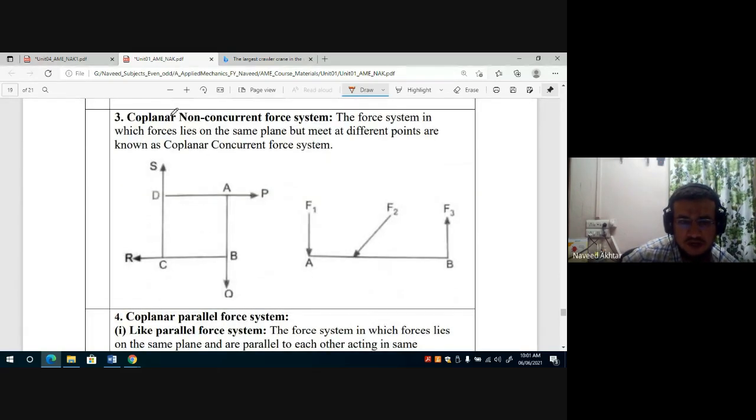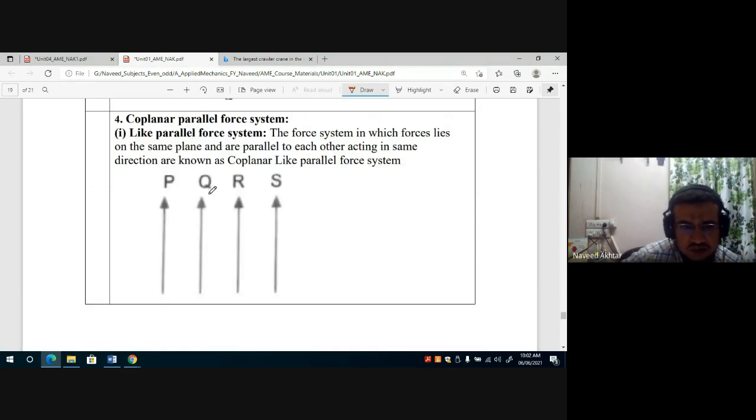Also, the coplanar non-concurrent force system. If the forces are not meeting at one point and their lines of action are different, this system of forces is called a non-concurrent force system. If all the forces are in one plane, then this is called a coplanar non-concurrent force system.